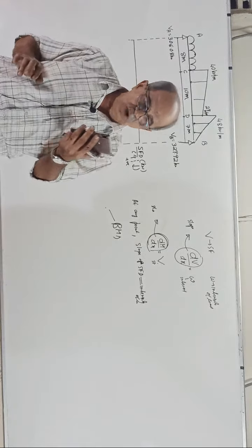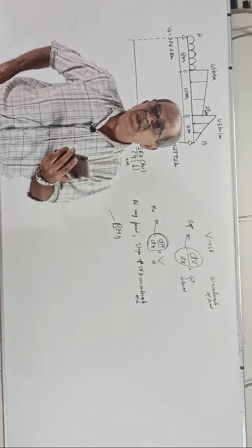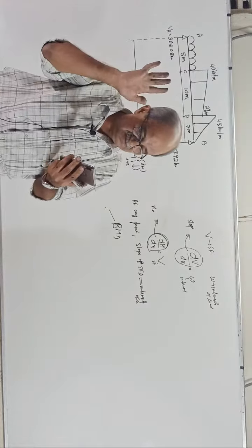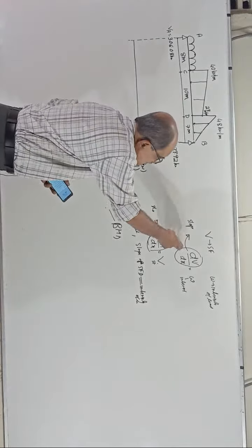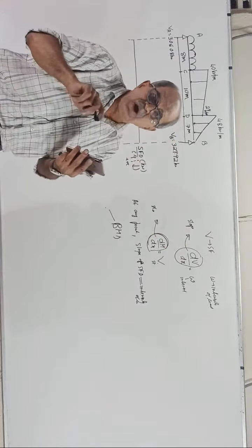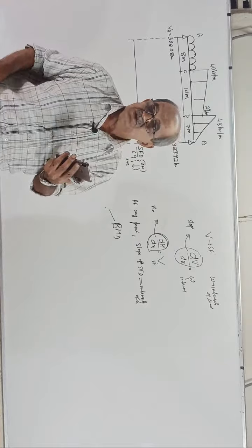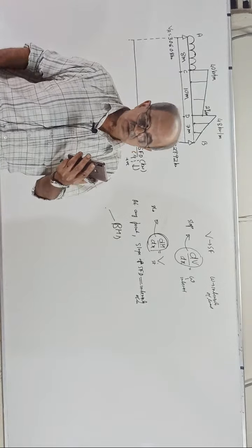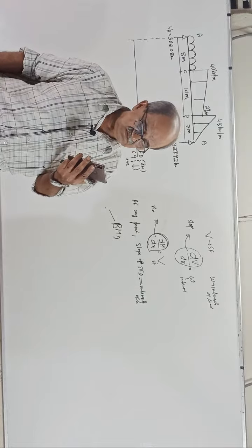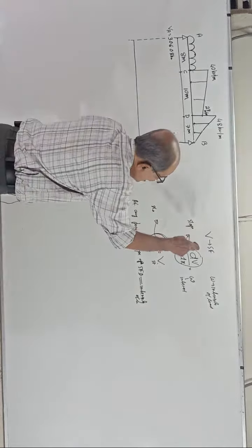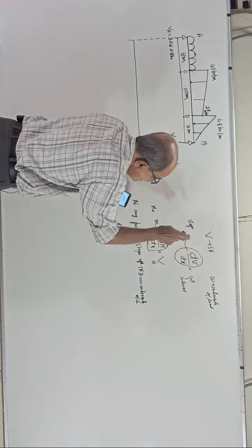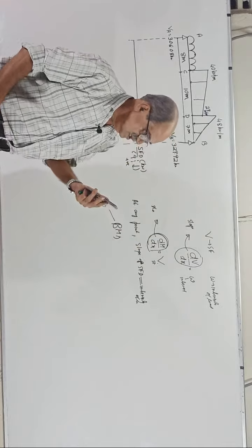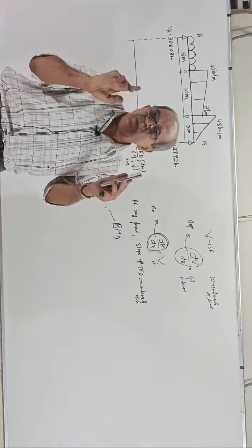Slope of SFD, what is this? Slope of SFD is intensity of load. Slope of BMD is slope of SFD. How is it possible? Rate of change of shear force is load intensity. Rate of change of bending moment is shear force, not SFD. Slope of SFD.